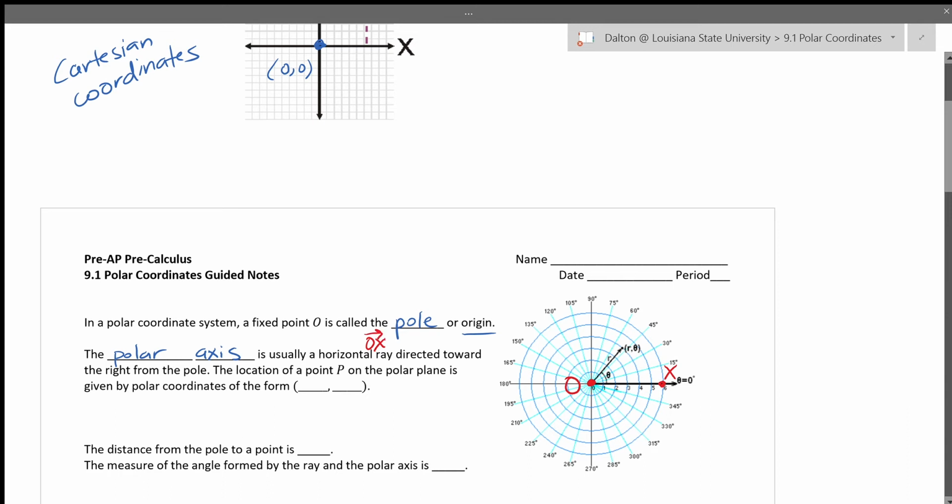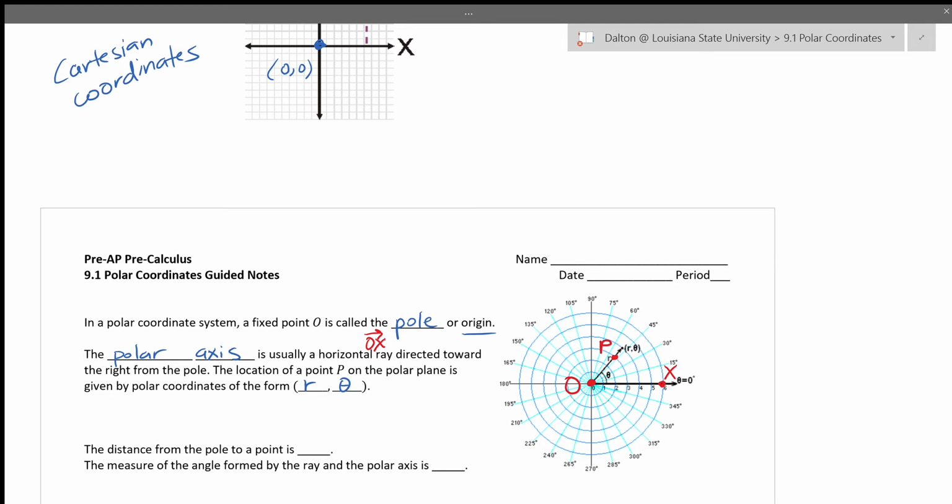Now the location of a point P, so let's call this point over here, somewhere in that region, point P. Now that point P, instead of having an x and a y coordinate, we have the variables r and theta. Okay, now r is kind of like radius. Okay, and I say kind of, you'll understand here in a second why just kind of and not everything. And then theta is definitely the angle, which you're kind of used to.